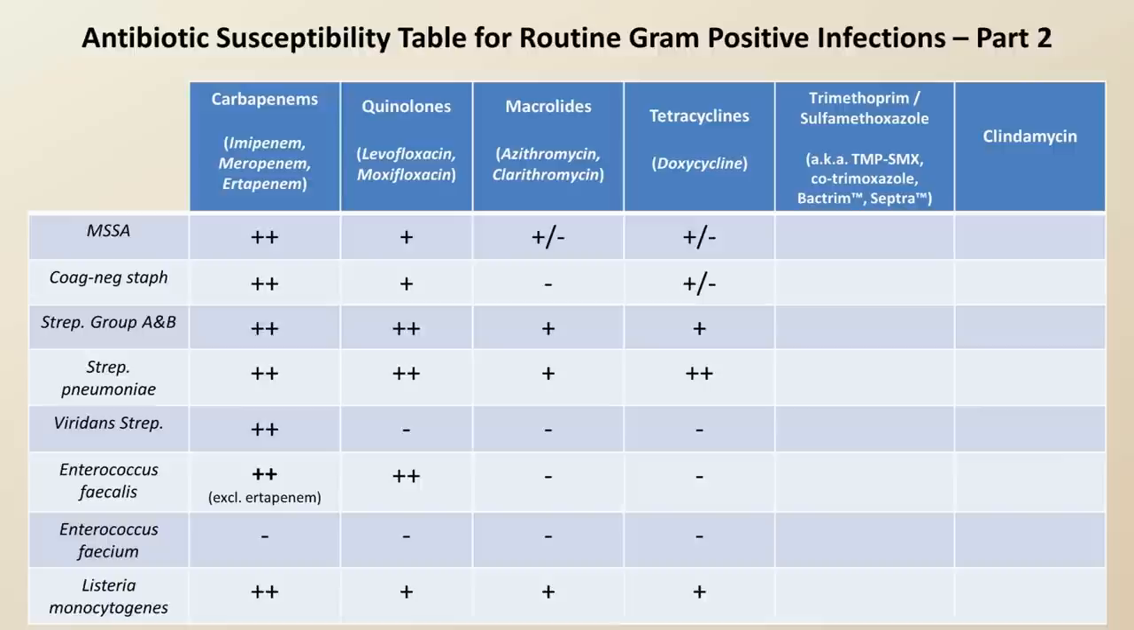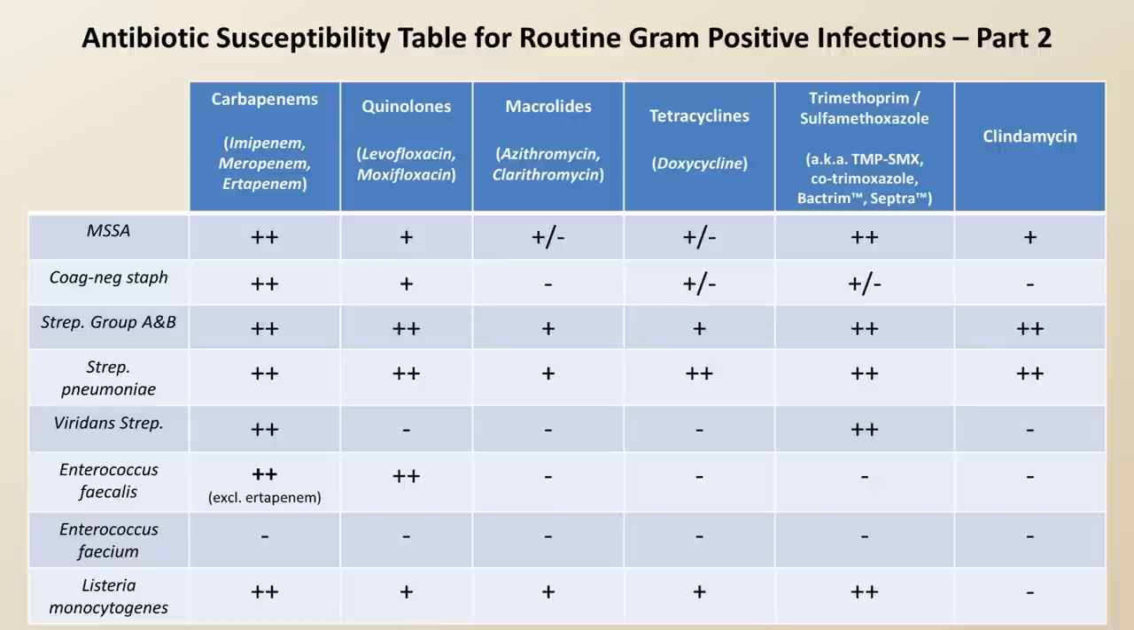robust gram-positive coverage. Trimethoprim-sulfamethoxazole, which goes by many other names, most common of which is Bactrim in the US and cotrimoxazole in many other parts of the world, has great gram-positive coverage with the exception of Enterococcus and coag-negative staph. Finally, clindamycin covers MSSA a bit, as well as group A and B strep and strep pneumoniae.